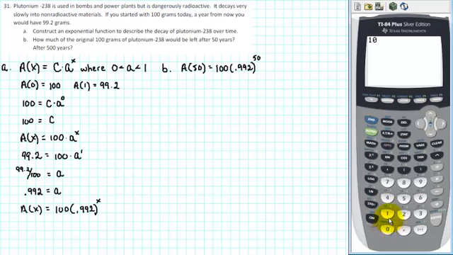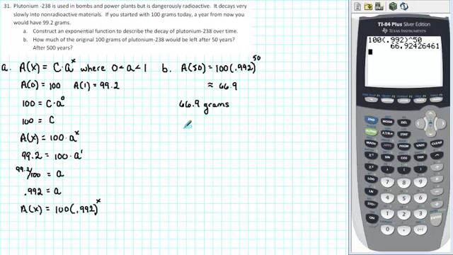100 multiplied by 0.992 raised to the 50 power, and that's approximately 66.9. So the answer to the first question, how much of the original 100 grams of plutonium-238 would be left after 50 years: approximately 66.9 grams would be left after 50 years.